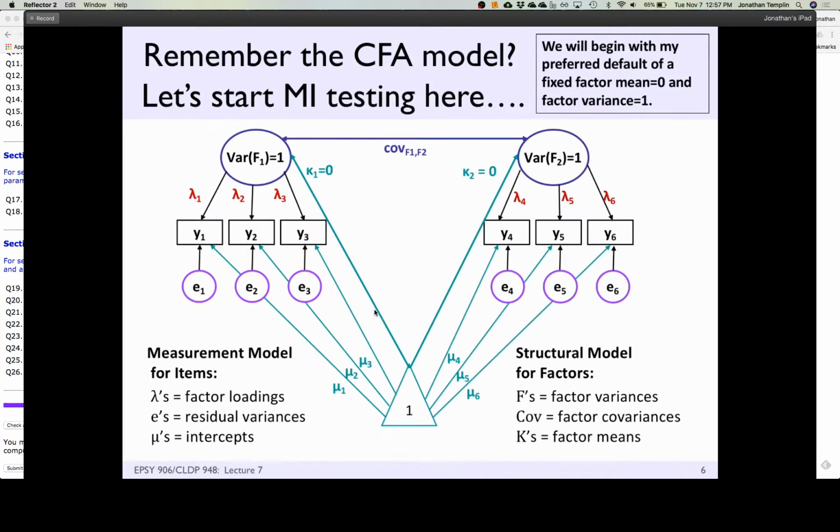But let's start with the multiple group approach here. Let's start with measurement invariance. Remember the CFA model? There are 2 factors in this analysis, 3 items per factor. Not a lot of items, but it fits on a screen. You've got the covariance estimated. You have set the factor variances to 1. And here we're going to set the factor means to 0, but we're estimating each of the intercepts.